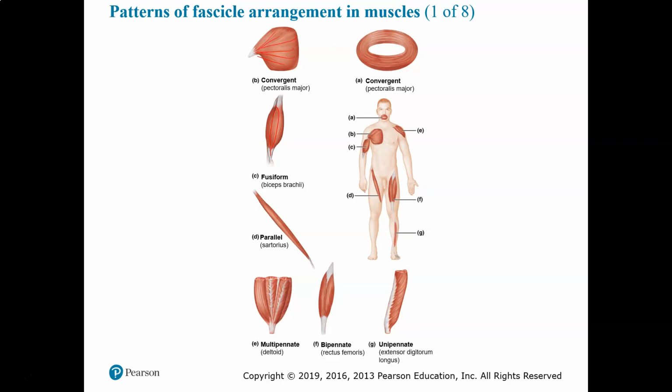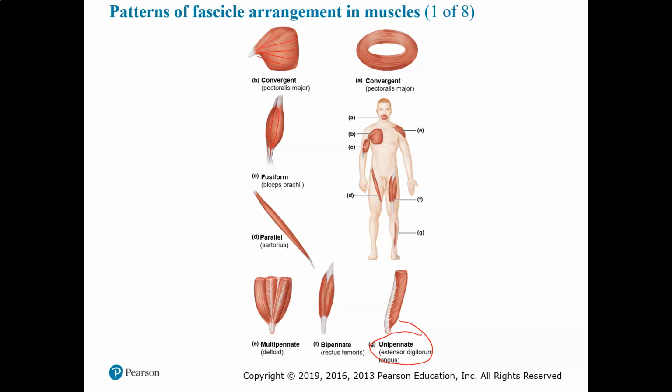And like I say, the one that makes the most sense to me is the extensor digitorum longus, which is considered unipinnate, but I just always remember it because a pentagon is 5 and there's 5 digits.